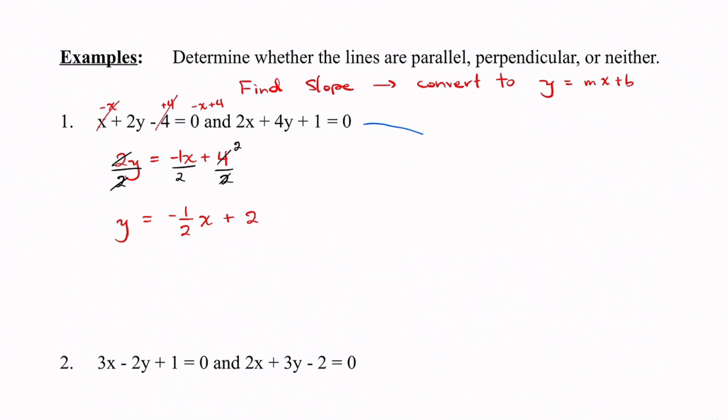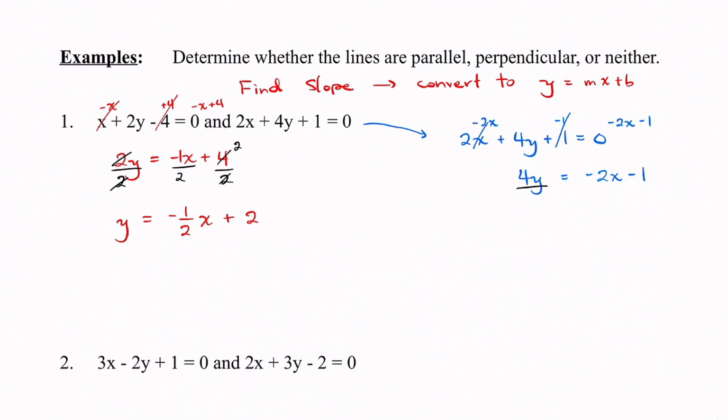With the second one, I'm just going to write it over here. So I had 2x plus 4y plus 1 equals 0. And we're going to subtract a 1 and subtract a 2x from both sides. So subtract 2x, subtract a 1. Those are going to cancel out right there. So I only have a 4y equals a minus 2x minus 1.